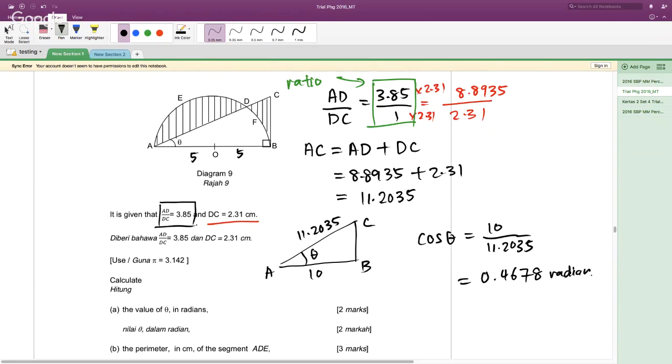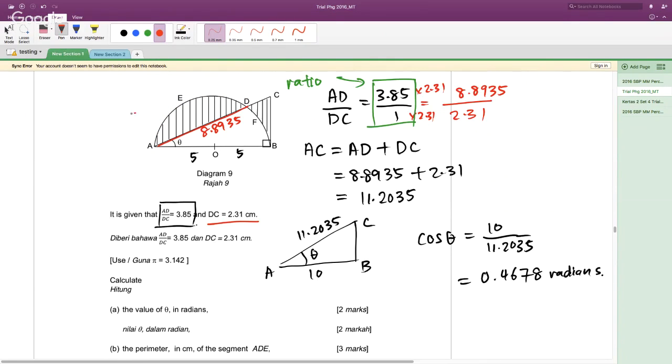Okay, this is how I get my radian. I hope you can get it. Then the question asks you to find the perimeter of the segment ADE. So I want to find the perimeter, not the area. I have the length of AD already. It's over here, 8.8935. So now I just need to find the arc length ADE.